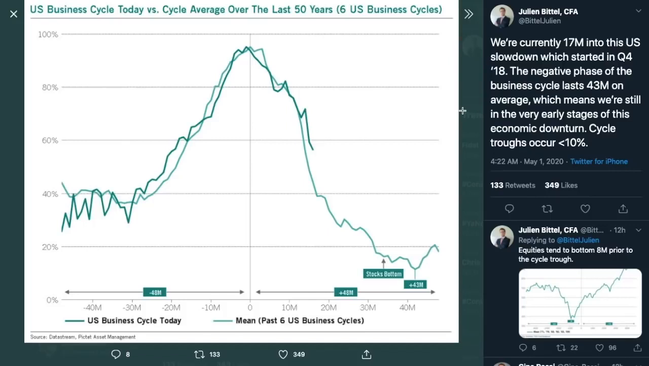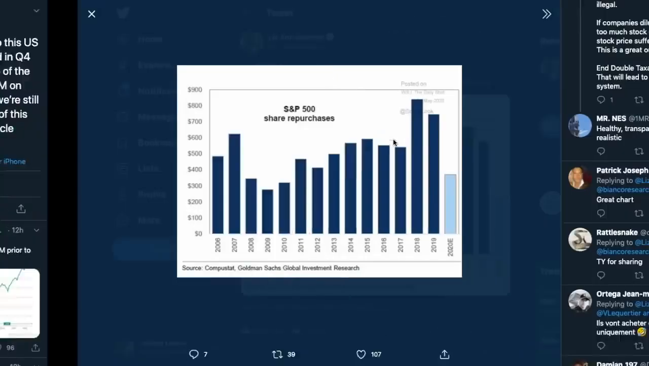This was a tweet. I wasn't following Julian prior to this tweet. I am now. It's very interesting. He's showing the past 6 business cycles, comparing them with the current business cycle, and showing where we are in that cycle, saying that we have pretty far to go before things will bottom out. The reason I brought this up is because we're going to look at a very interesting thread that I think is really going to open up a lot of people's eyes. It's something that I enjoyed reading. I agree with it wholeheartedly, and I want to share it with you.